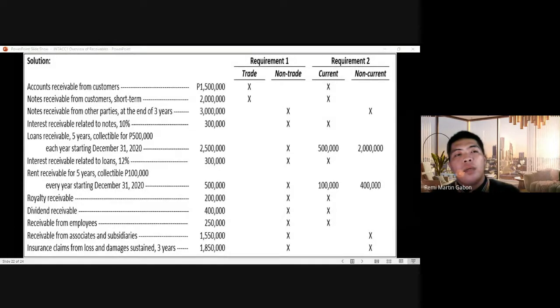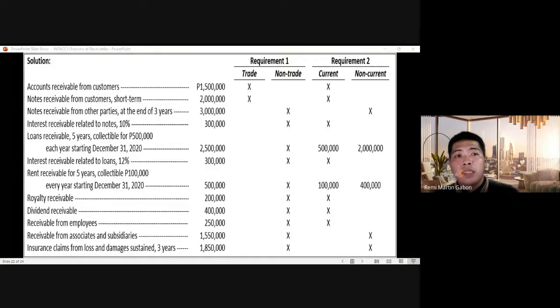Next. Loans receivable, 5 years. Okay, loans receivable, 5 years. Collectible for 500,000 each year starting December 31, 2020. So 5 years. Our automatic classification will be non-current. However, there is additional information. Collectible for 500,000 each year starting December 31, 2020. So we can apply the information earlier in comparison with the date provided. The date provided for our reporting is December 31, 2019.